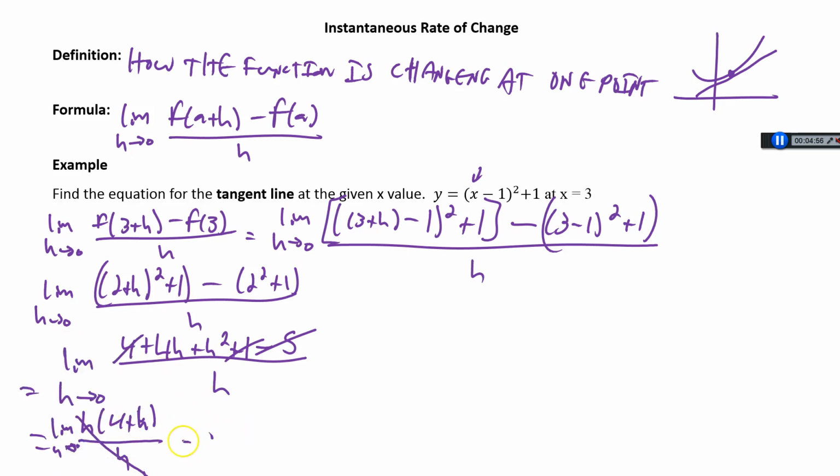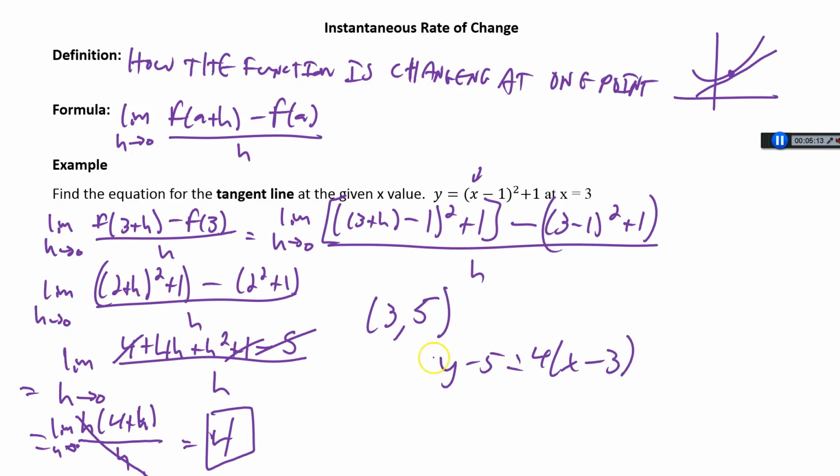And so now we can plug in 0. This equals 4. Okay, so we have our slope. Nice. So slope, we've got, let's see if we can get a point. So we're going to be 3, comma, 3 minus 1 is 2 squared is 4 plus 1 is 5. So y minus 5 equals 4 times x minus 3. Not bad. Cool.